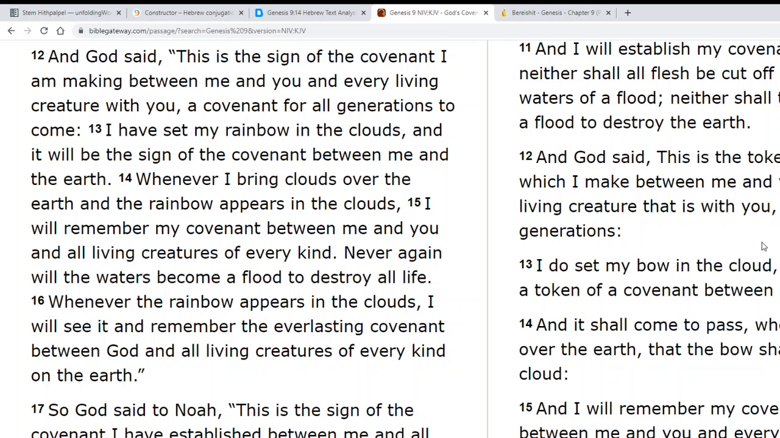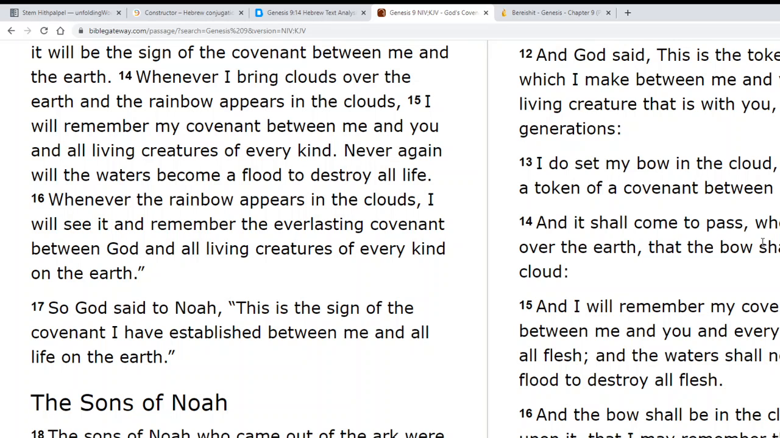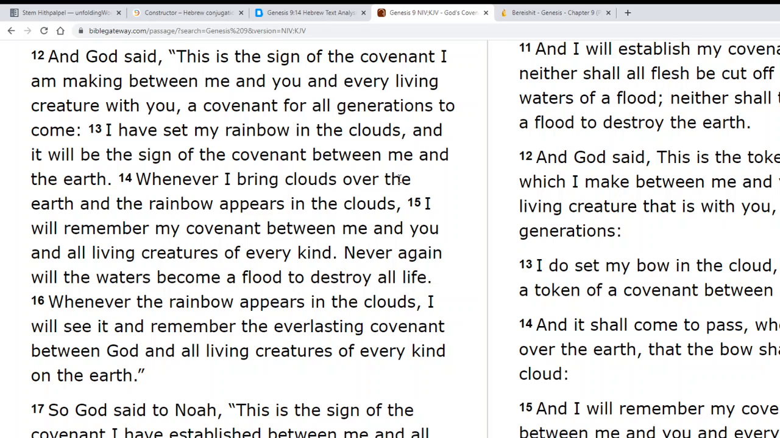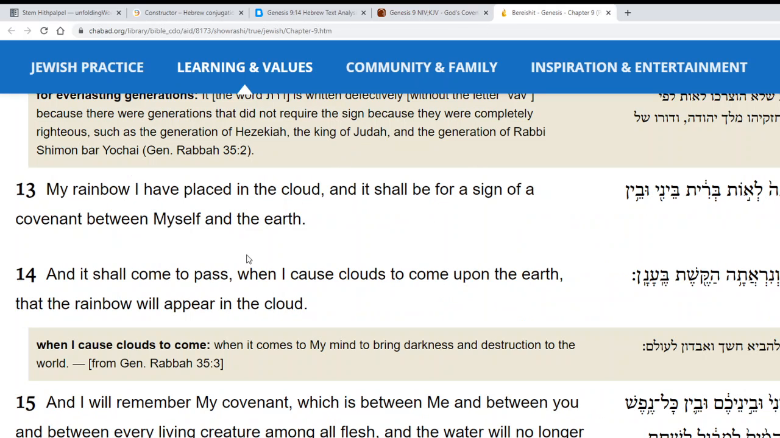We've discussed that before. Verse 14, King James: And it shall come to pass, when I bring a cloud over the earth, that the bow shall be seen in the cloud. NIV: Whenever I bring clouds over the earth, and the rainbow appears in the clouds. Because of the repetition, we've had the repetition many times, it's usually translated as surely, but here it makes sense to be whenever. Let's see what Chabad does with this.